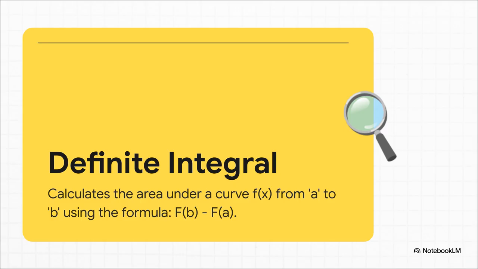Think of it this way. To find the total area under a curve from point A to point B, we find this special accumulation function, let's call it a capital F, and we just subtract its value at the start from its value at the end.